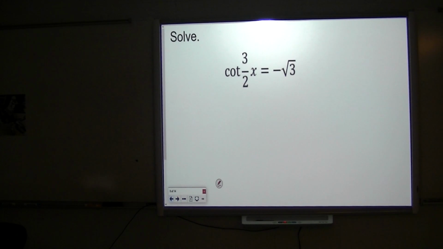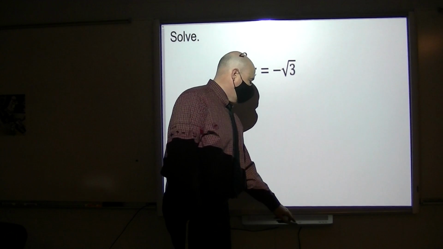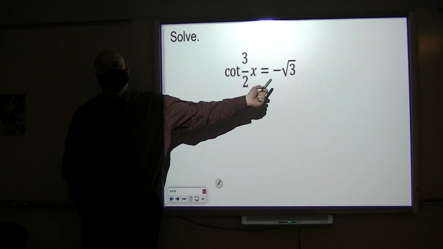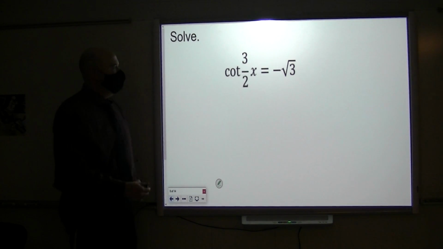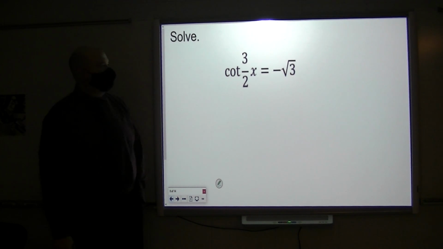Okay. Let's take a look at another one. First of all, we have the isolated trig term cotangent. It's cotangent of 3/2 x. Again, we're not going to address that fraction until we get rid of the cotangent. And I'm not going to deal with cotangent. I'm going to deal with tangent.